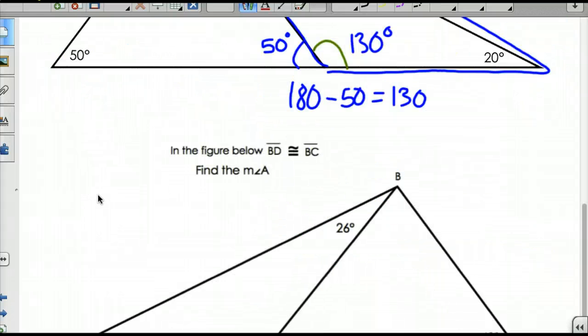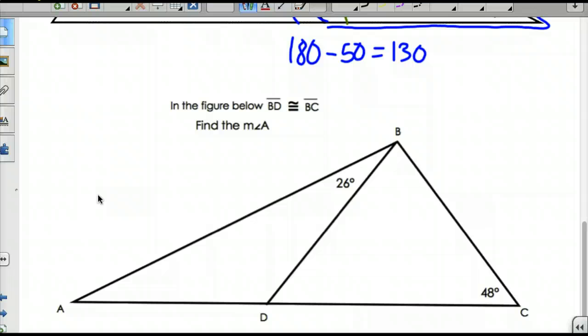All right, final question. Once again, we know BD is congruent to BC. Find the measure of angle A. Okay, a little tougher. So BD is congruent to BC. And once again, we know that this is an isosceles triangle because it has two congruent sides, and we know opposite angles are congruent. Let's draw our lines. So if this is 48, we know this is also 48 degrees.